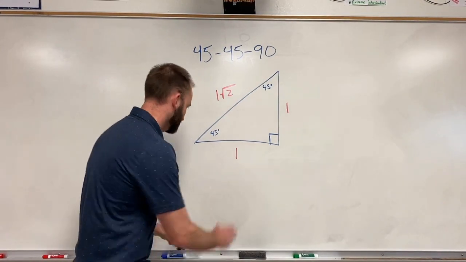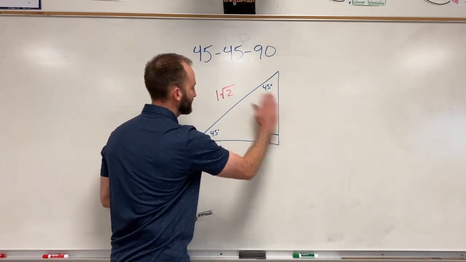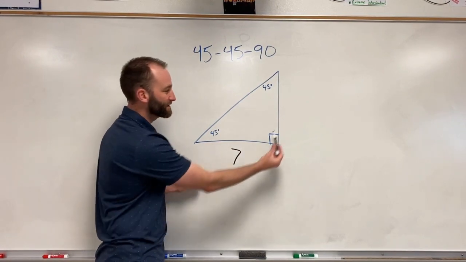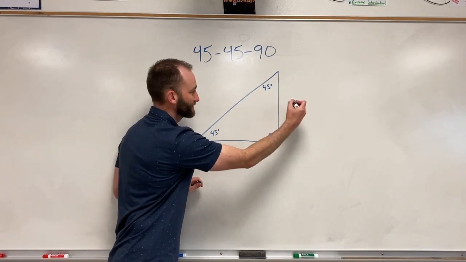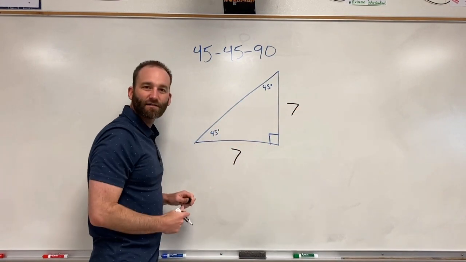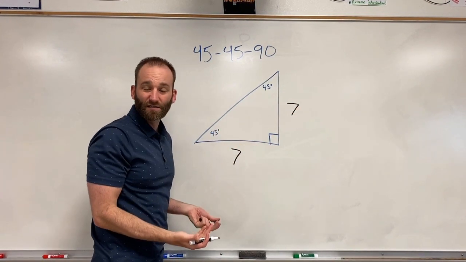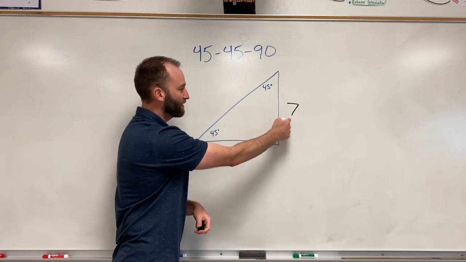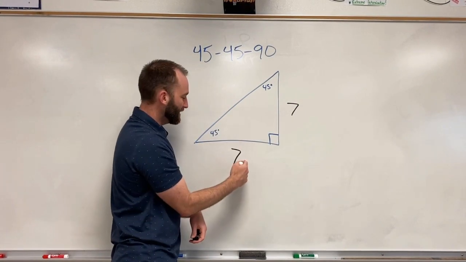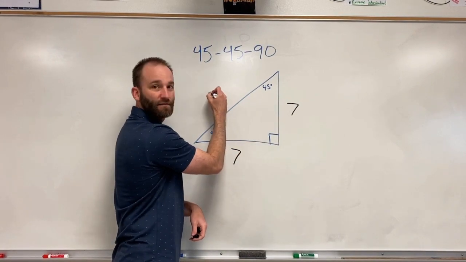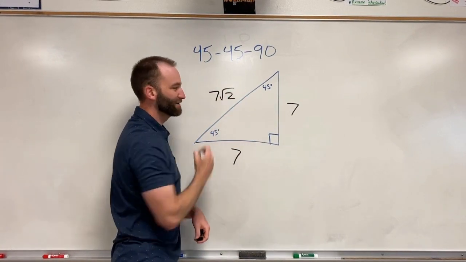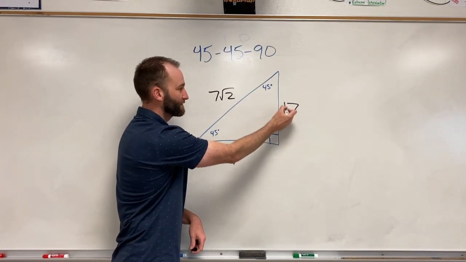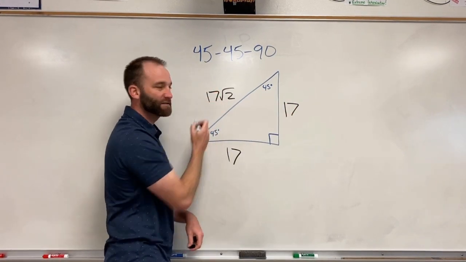What if I took one of the legs and changed it to be 7? This leg would have to be 7. And then what would that make the hypotenuse? I could use a squared plus b squared equals c squared, but because this is 1, 1, 1 root 2, now I have 7, 7, that's right, 7 root 2. Isn't that easy? What if this was 17? That would make this one 17, and this one 17 root 2.